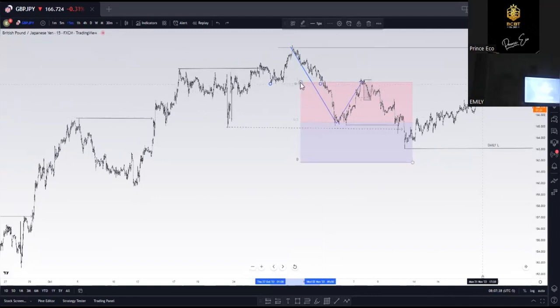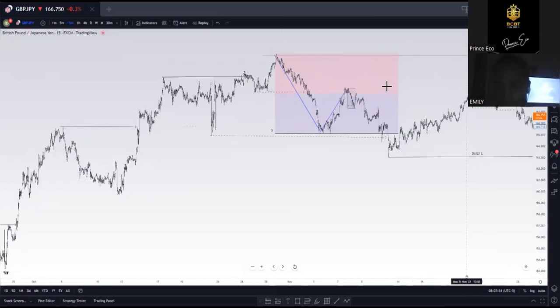Delete that one. Okay. Okay, from here to here. Okay. Now, this area here, this is my area of interest right now. It's my AOI, area of interest.